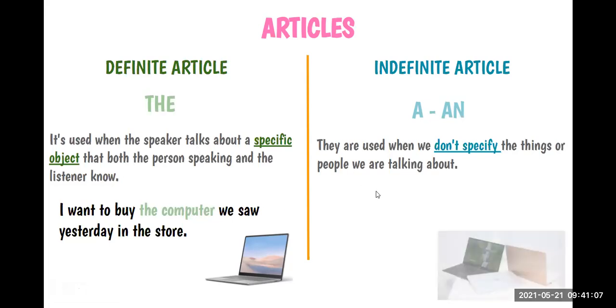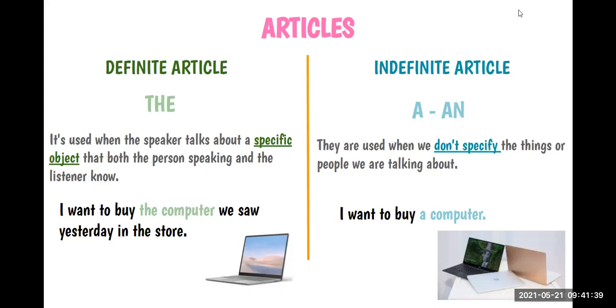And what about this one? It says, I want to buy a computer. As you can see in this sentence, I am not talking about something specific. I am talking about any computer. I want to buy a computer. I am not specifying which one, but a computer, any computer, okay? So this is the difference between definite article the and indefinite article a or an.